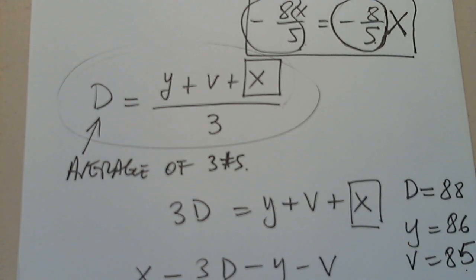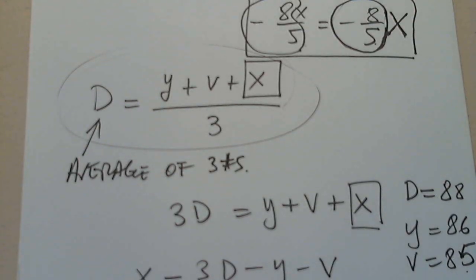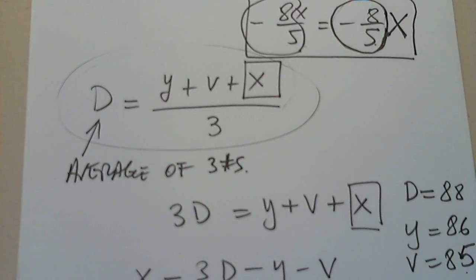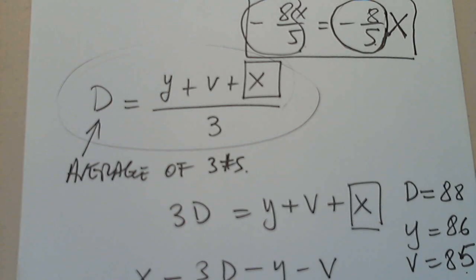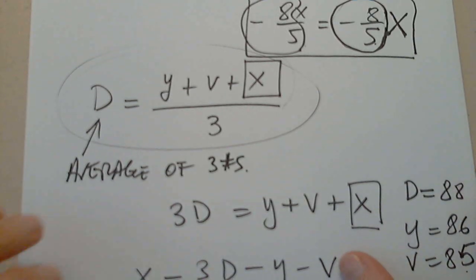How much is x? 3 times 88 minus 86 minus 85. 93. How much? 93. Okay, I did not calculate anything. I trust you. Did anyone else get 93? Perfect. Good. Moving on.